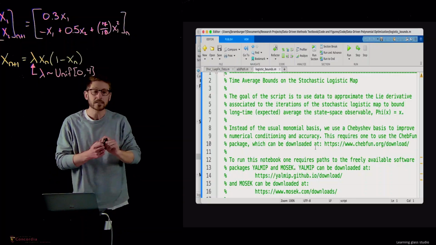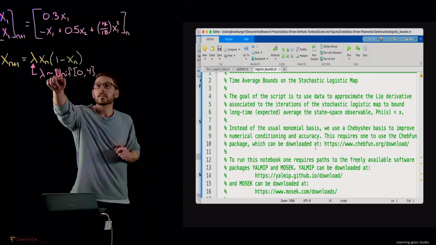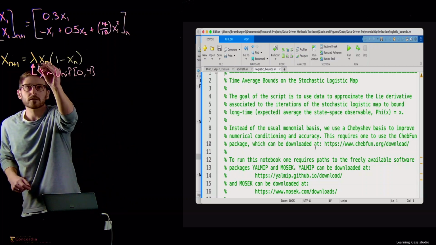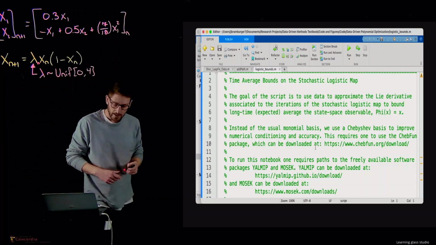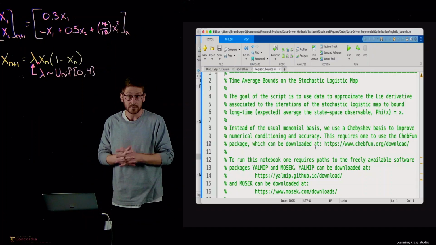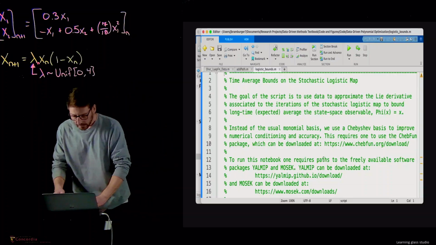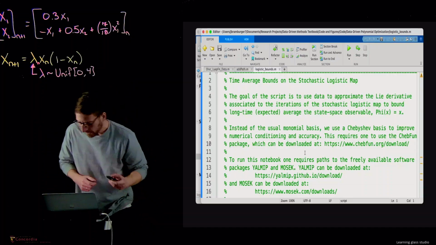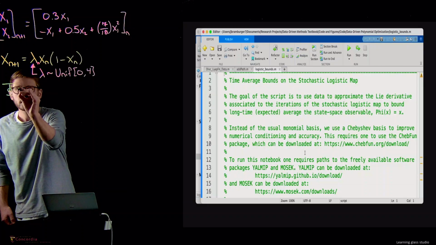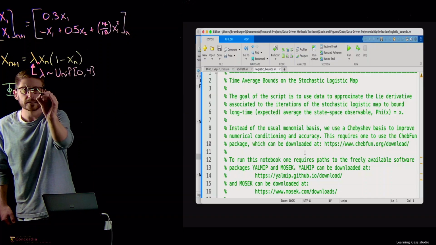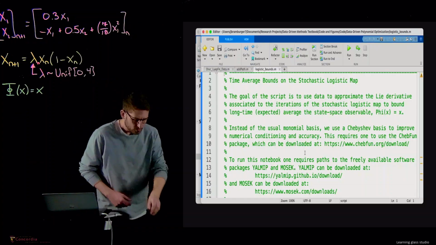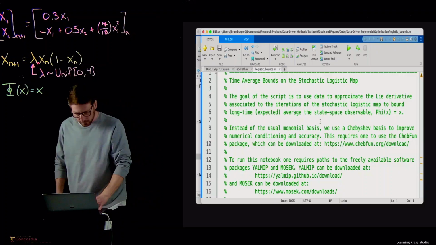So lambda is not fixed. It's being randomly selected, and then you apply the logistic map. So really, we should think of this as being dependent on n. But this is genuinely a stochastic system now. And I'm going to try and bound the time average. So my quantity of interest here is just going to be the state itself, x.